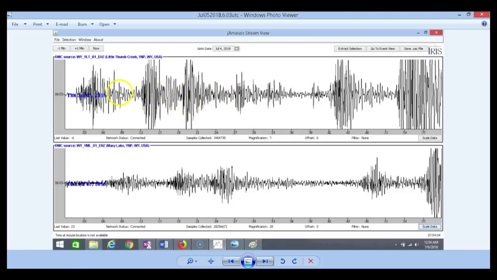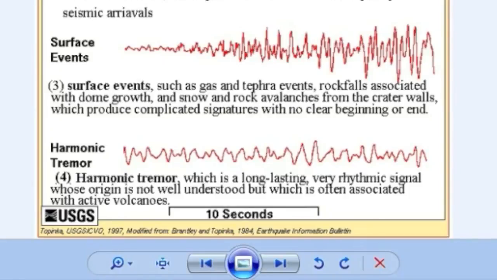I highly doubt that, especially with some of the other seismic signatures that showed up in this 40-minute long swarm. I still conduct analysis on this event to this day. It fascinates me. The next event given is this example of a type of surface event, such as gas and tephra events, rockfalls associated with dome growth, and snow and rock avalanches from the crater walls, which produce complicated signatures with no clear beginning or end.